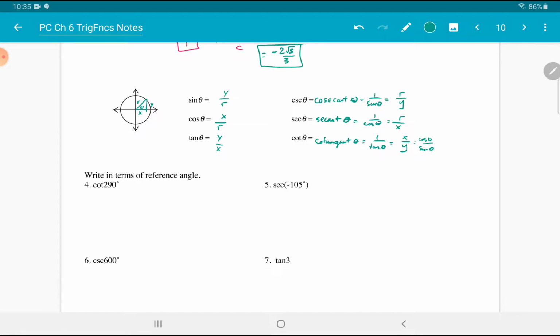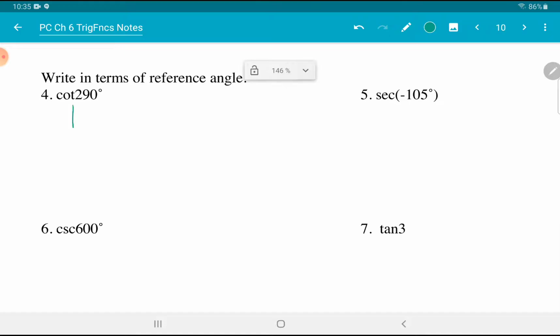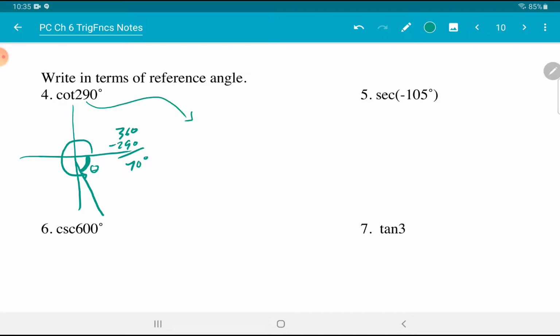For example, if you have a cotangent of 290 degrees, then 290 degrees would place us right here in quadrant 4. If we want the reference angle, this right here would be its reference angle. Its reference angle is 360 minus 290, which gives us 70 degrees. So in terms of the reference angle, cotangent of 290 degrees is really the same as cotangent of 70 degrees.